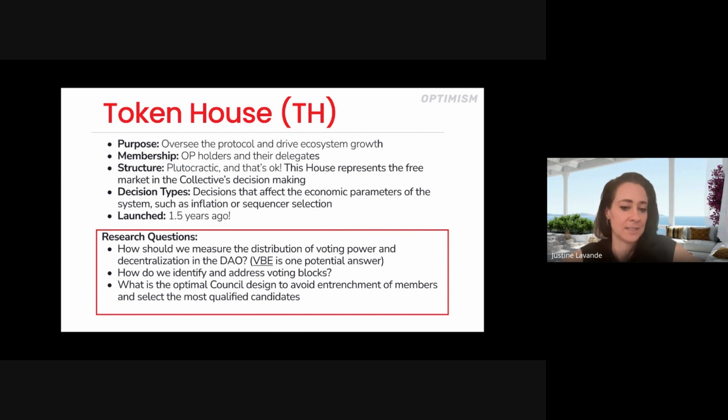Related, but a little bit different, is how to identify voting blocks. So maybe you have the voting power distributed over 100 addresses, but if the correlation between all those addresses or between groups of those addresses is very high and they essentially vote as one voter, then again, it's not really decentralized. It's not that you have 100 different opinions, it's that you have 2, for example. And then lower level things like how do we design council elections or structures within the DAO to avoid the entrenchment of power.